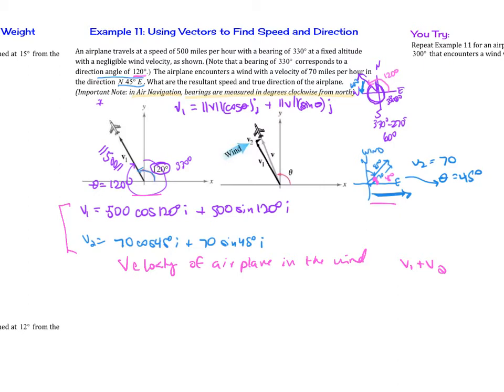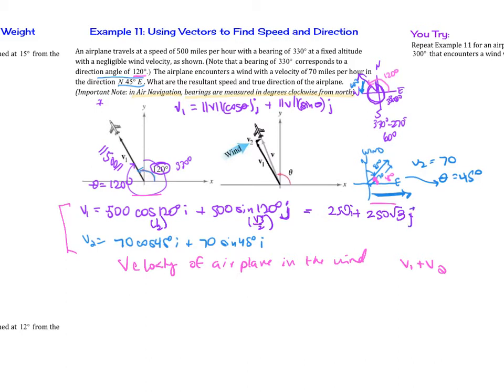Cosine of 60 degrees is 1/2. And then sine of 120 degrees is root 3 over 2, right? Because I want to simplify this. So let's simplify this. This is going to be 250 plus 250 root 3. And that's I, and I'm sorry, this is I and this is J. Let me write the variables correctly here.